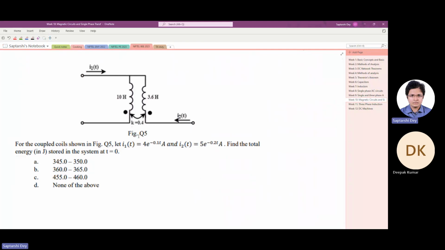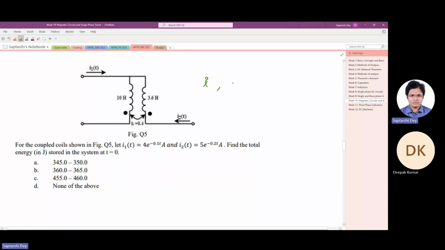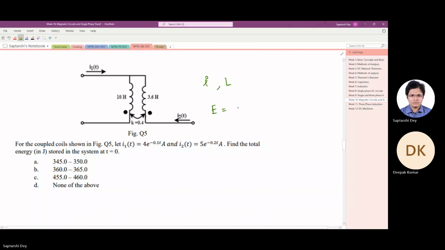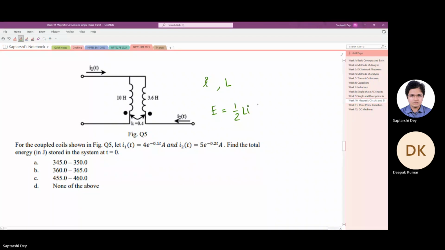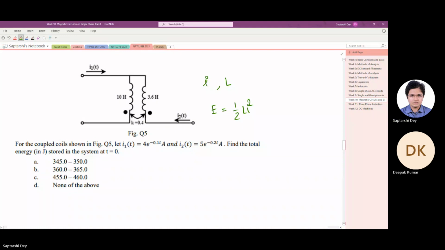Now what this question tests is whether the mutual inductance stores any energy or not. We know that if there is a current I flowing through an inductance L, then the energy stored in the inductor is half Li squared. But there is no energy storage associated with the mutual inductance. So basically what we have to do is find out how much current is flowing through each inductor at t equals 0, and then find out the energy.